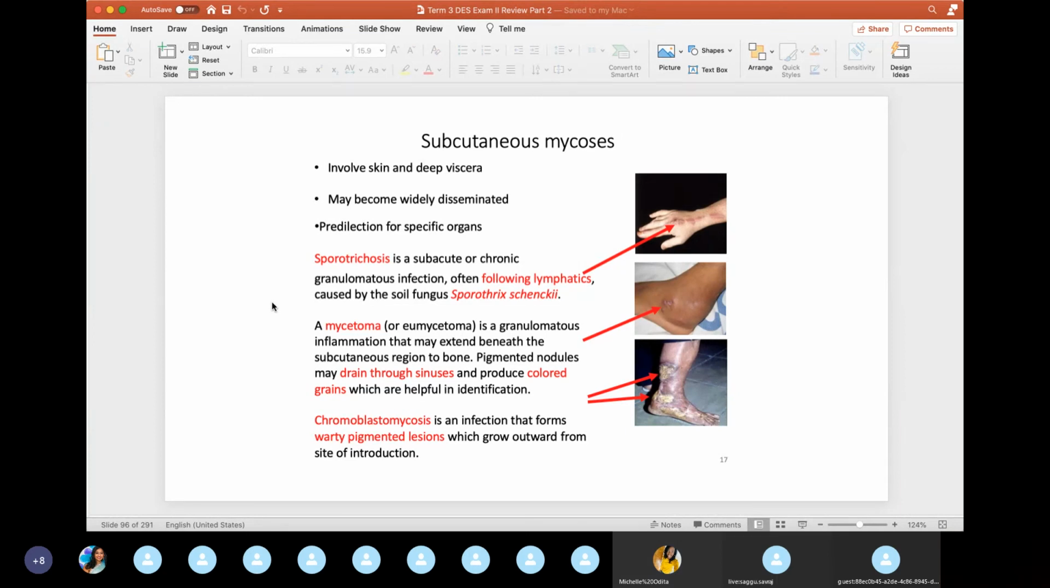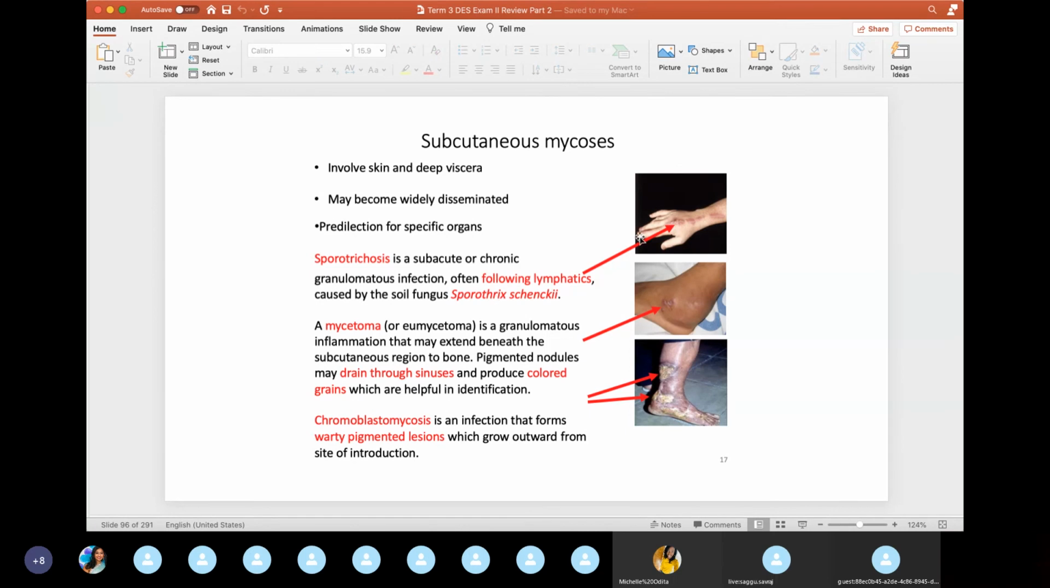Sporotrichosis, causative organism Sporothrix schenckii. This one follows the lymphatics. What population can get this? The Sporothrix? Rose gardeners, right? So this is called rose gardener's disease. When you're pricked by a thorn, careful, it might have Sporothrix schenckii.